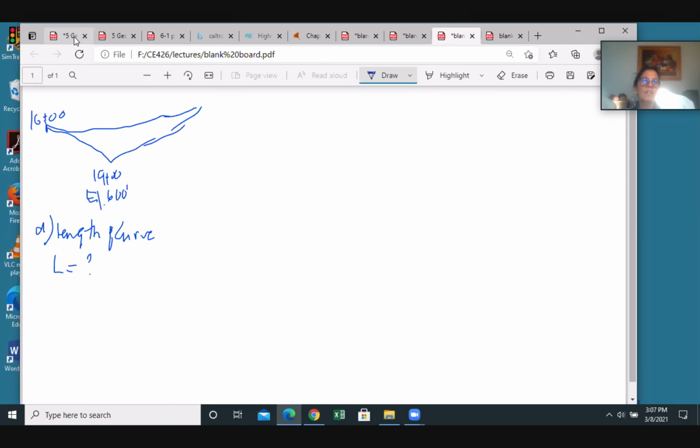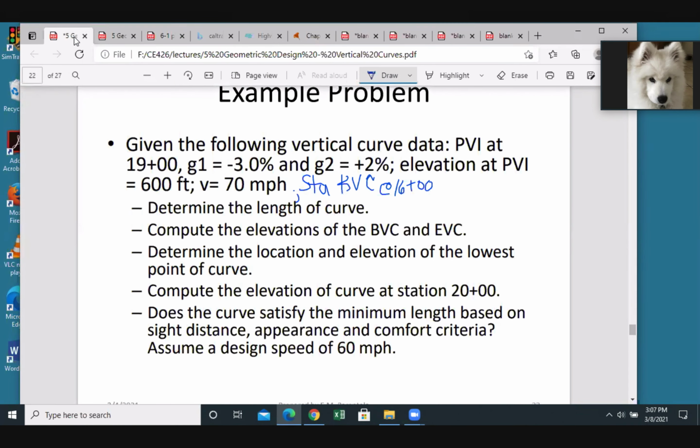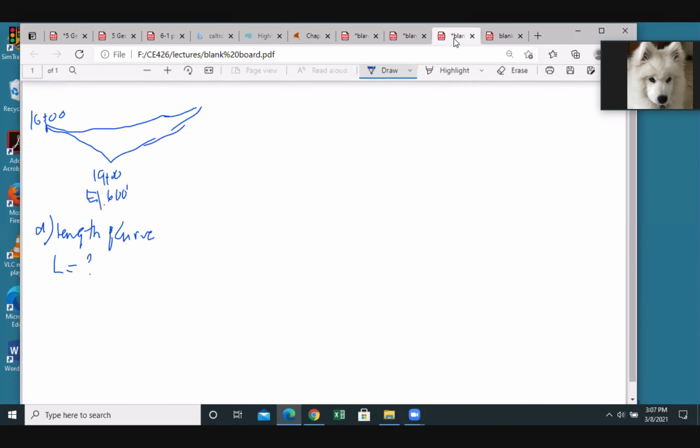What's the length of curve? G is given, right? It should be given. Minus 3 and 2. Okay, so minus 3.